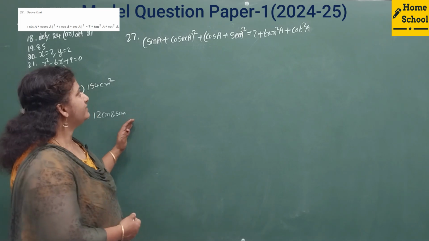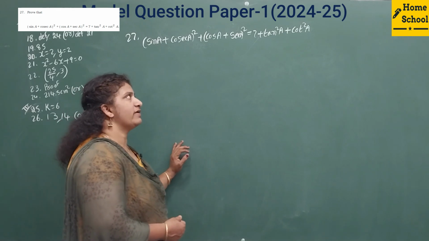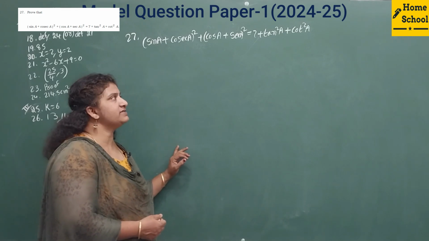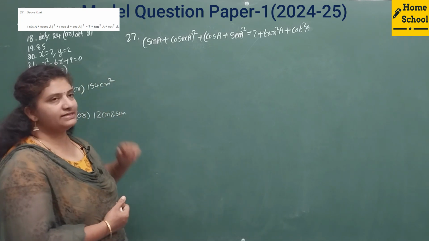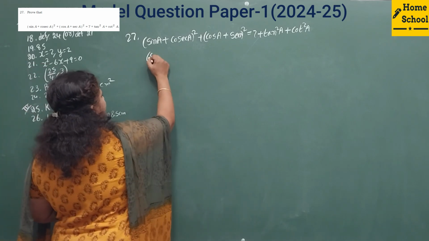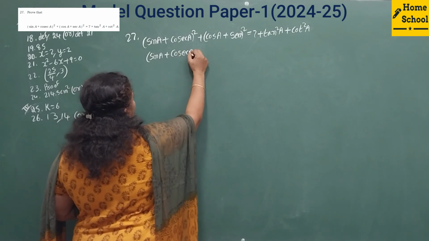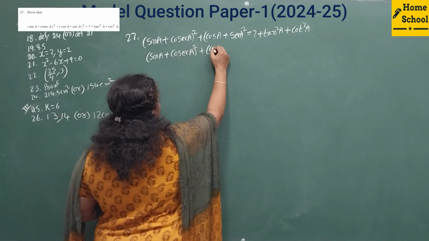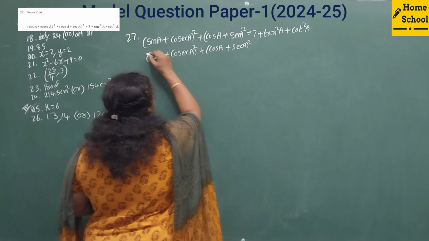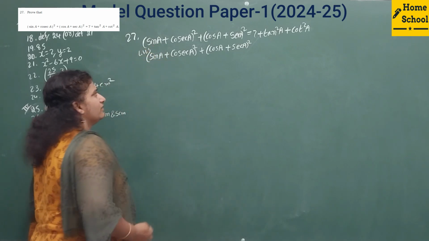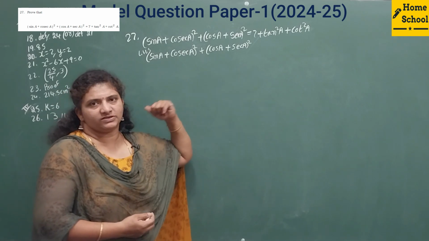27. Prove that (sin A plus cosec A) whole square plus (cos A plus sec A) whole square is equal to 7 plus tan square A plus cot square A. This is a direct problem from your textbook. Consider LHS: (sin A plus cosecant A) whole square plus (cos A plus secant A) whole square. Consider left hand side, right? This is in the form of (A plus B) whole square. This is also in the form of (A plus B) whole square.